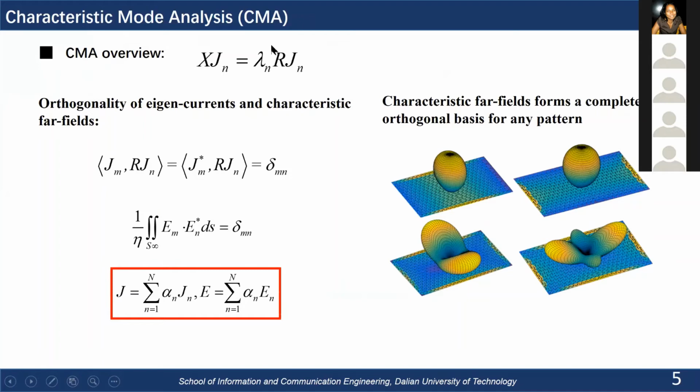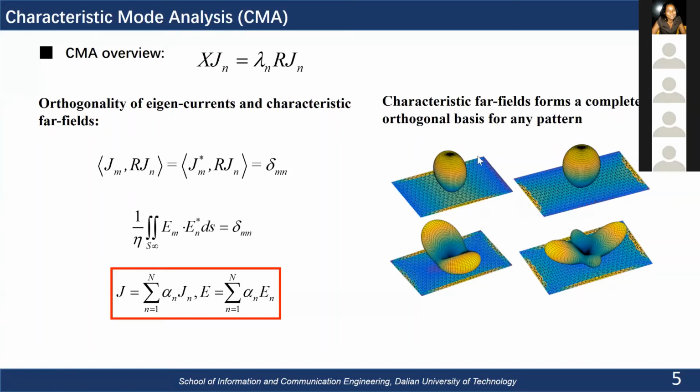Why is characteristic mode so useful in the antenna field? I think one important metric is that its eigencurrents and the characteristic far field between different modes are orthogonal to each other. So we can design reconfigurable antennas, MIMO antennas, and so on.